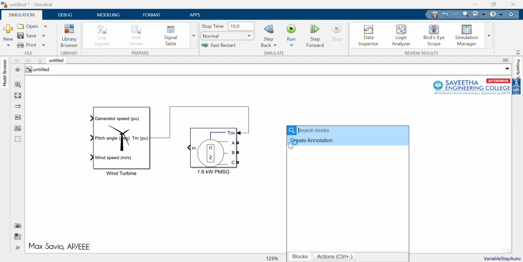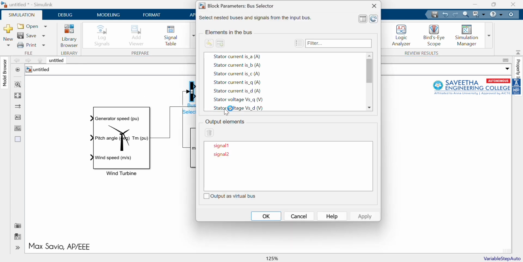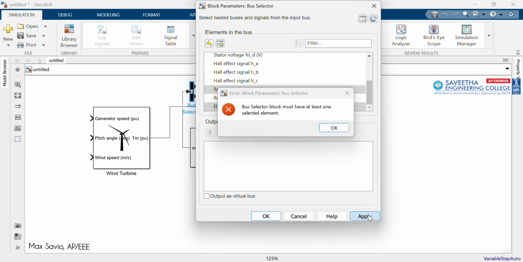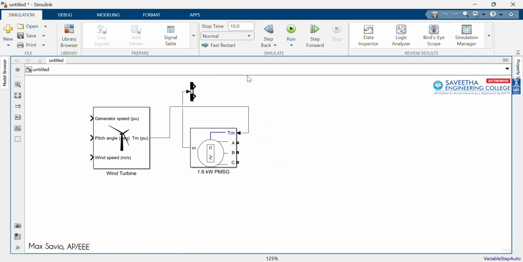So the output of this, we need to measure the electrical parameters. So we'll take the bus selector. In the bus selector, I'm connecting it with the output, the measurement port, and now we have to select the measurement signals. Double click the bus selector. We'll remove this, and we have many signals here to measure. As of now, for this measurement, we would take the rotor speed and the electromagnetic torque, that is the machine torque. Select it, push it down. Now apply. Okay, now it is taken.